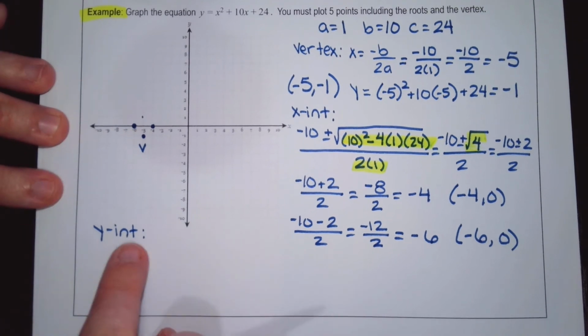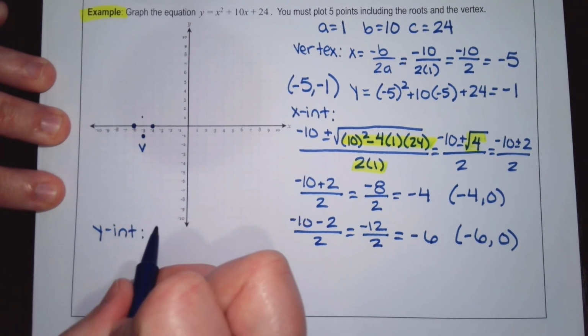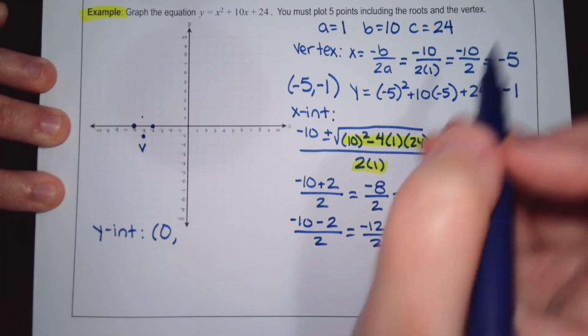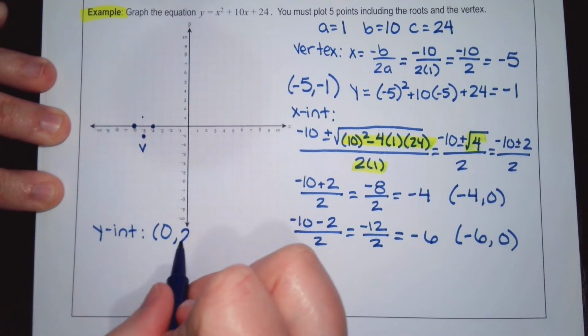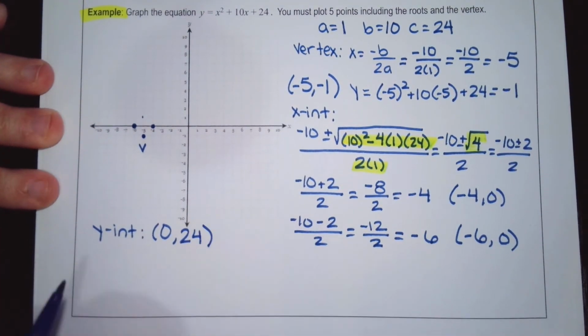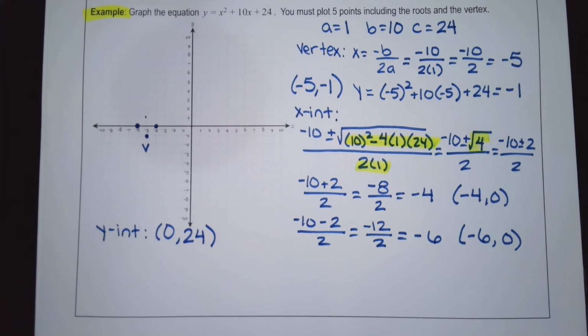So now for our y-intercept. Again, it's going to be 0 and then the c value, which is 24. But if you notice, my graph does not go up high enough on the y-intercept to plot 0, 24. So that may be the case where you run into a y-intercept you can't graph. So instead, this is what you need to do.